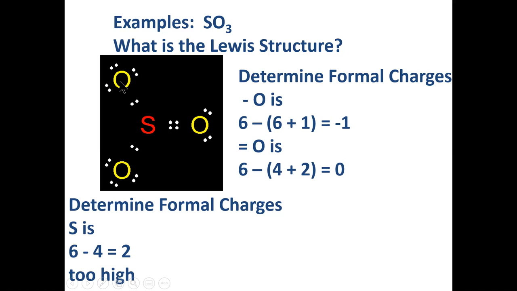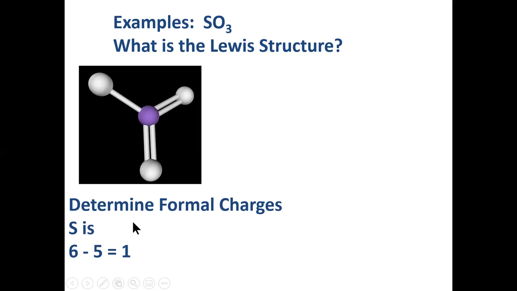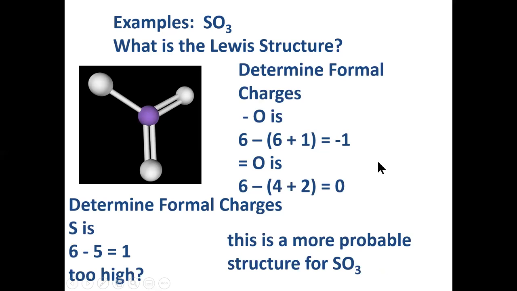So can we change the Lewis structure to make it more stable by lowering the formal charges? Yes, we certainly can. Again, we transfer from the atoms that have negative formal charge to the atoms with positive formal charges. So sulfur has a positive 2 formal charge, so we could reduce it by creating another double bond. We could look at that one and determine the formal charge here. Sulfur, again, is still plus 1. It's still too high. Well, the single bonded oxygen over here is going to be minus 1. The double bonded oxygens are going to be zeros. So this is more probable than the previous structure.